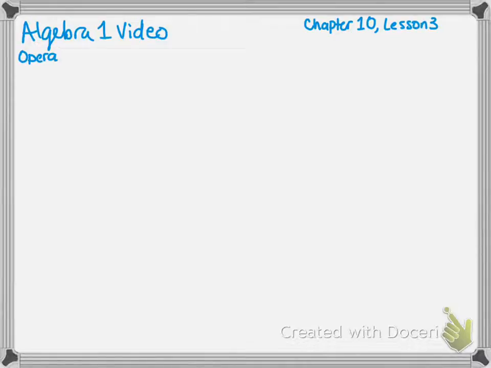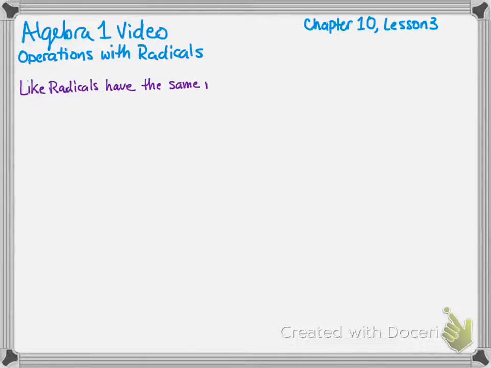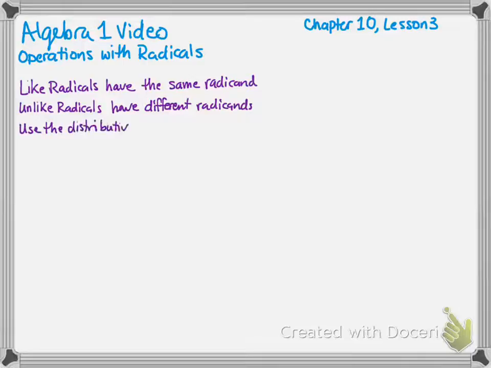Good morning. This recording is for Algebra 1, Chapter 10, Lesson 3, and we're talking about operations with radicals. Like radicals have the same radicand, and unlike radicals have different radicands, basically the stuff that's inside. We're going to use the distributive property to combine like radicals.